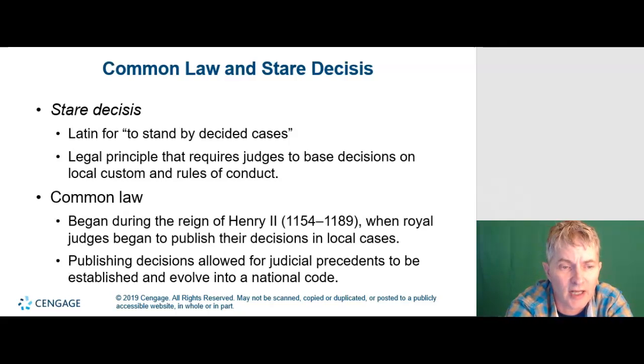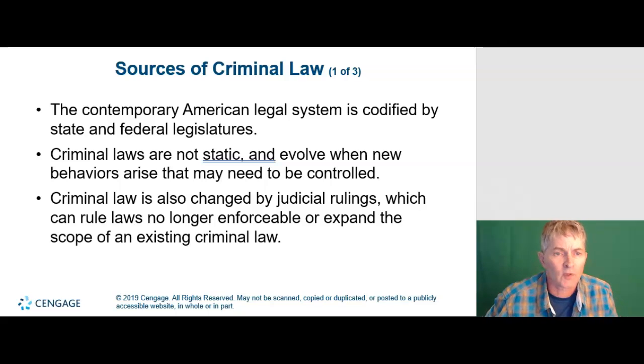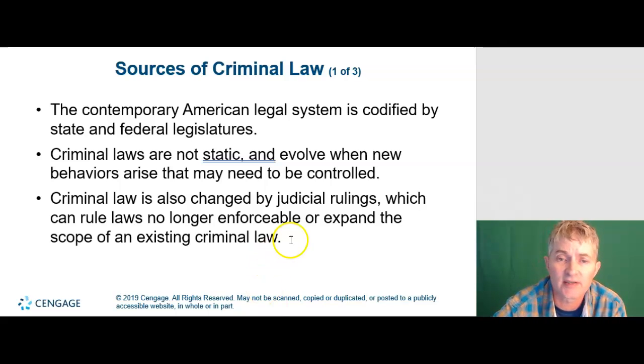Before the American Revolution, colonists were subject to the common law. After independence, state legislatures standardized common law crimes by codifying them. Some sources of criminal law: the contemporary American legal system is codified by state and federal legislatures. Criminal laws are not static. They evolve over time, especially when new behaviors arise that may need to be controlled. Criminal law is also changed by judicial rulings, which can rule laws no longer enforceable or expand the scope of an existing criminal law.